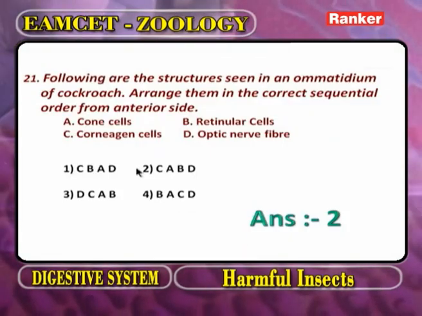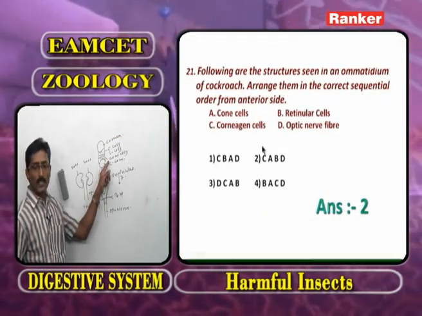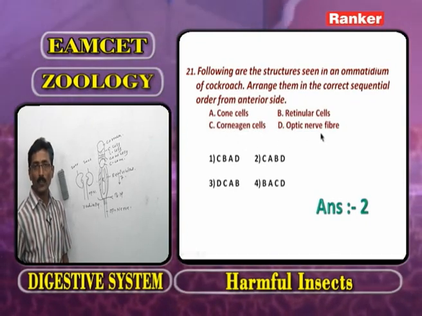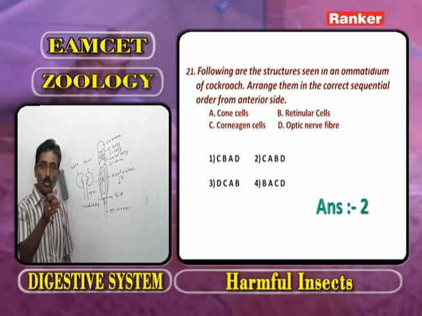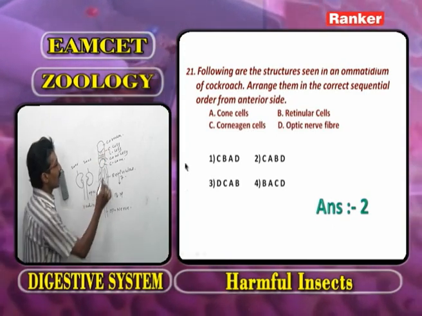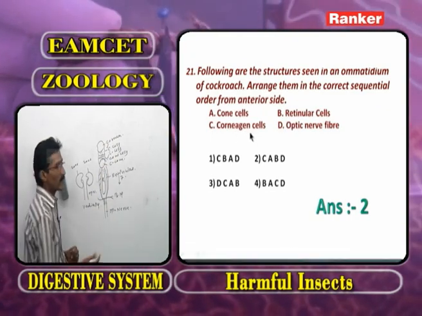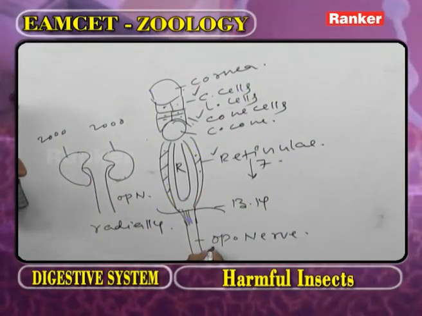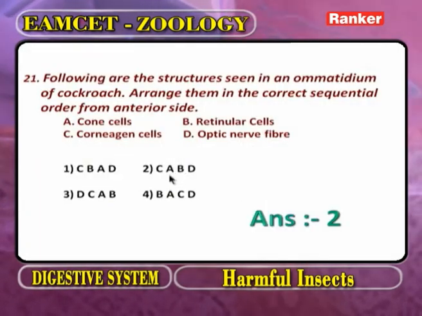Arrange the parts of ommatidium from anterior to posterior: cone cells, retinular cells, Carnegian cells, optic nerve fiber. In the given question, depending upon the options, how to arrange the structures from anterior to posterior? The first is Carnegian cells, followed by the cone cells. The cone cells are followed by retinulae and then the optic nerve fiber. Now we go for the next question.